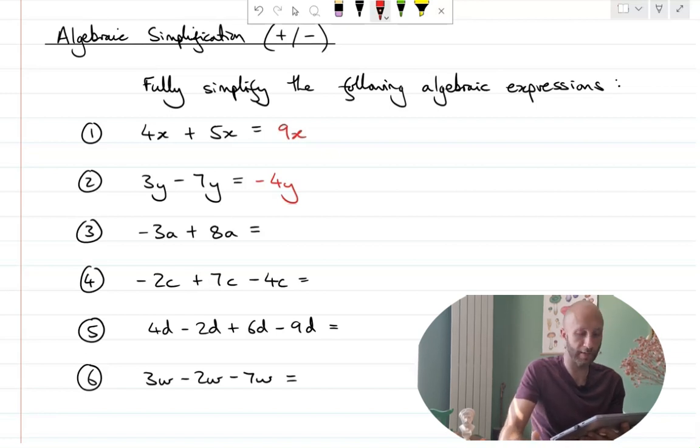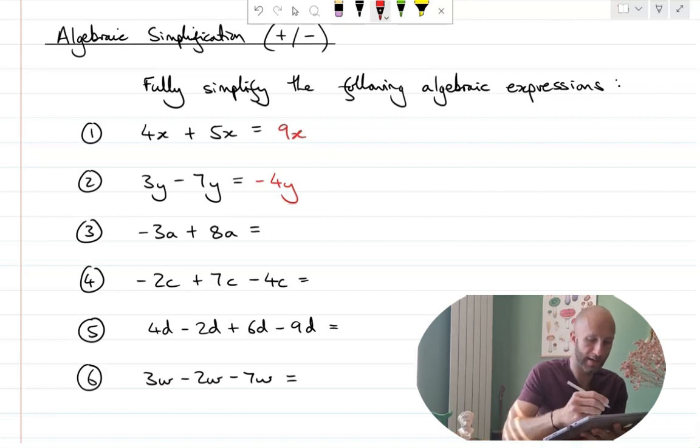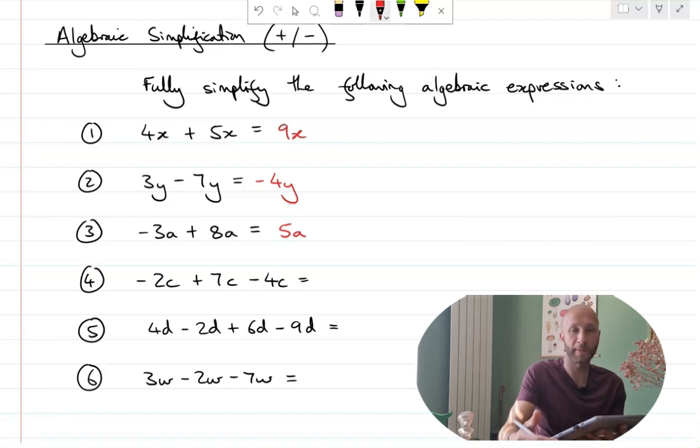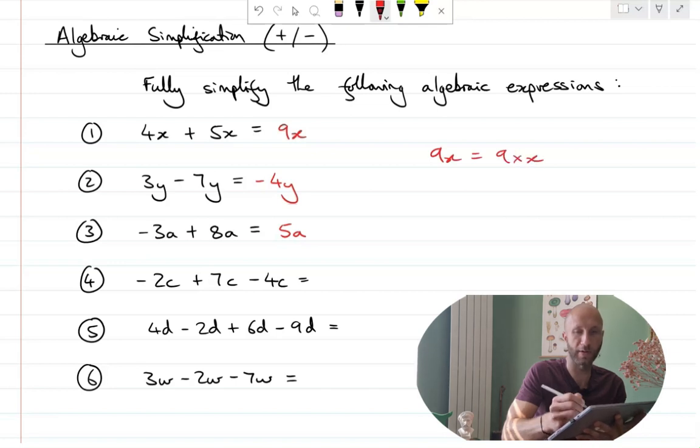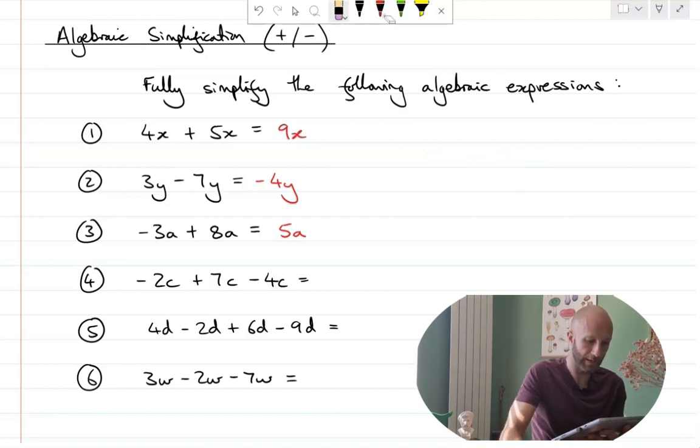Pay close attention to the signs here. We're starting at minus 3, there's minus 3 plus 8, and that will give us 5. And because we're dealing with a's, it just makes 5a. And remember, the whole way through this, 9x or minus 4y or 5a, that just means that number multiplied by that letter. So 9x is just a shorthand way of writing 9 multiplied by x. We don't know what x is, but we can just write it as 9x to make it a little bit simpler for us.